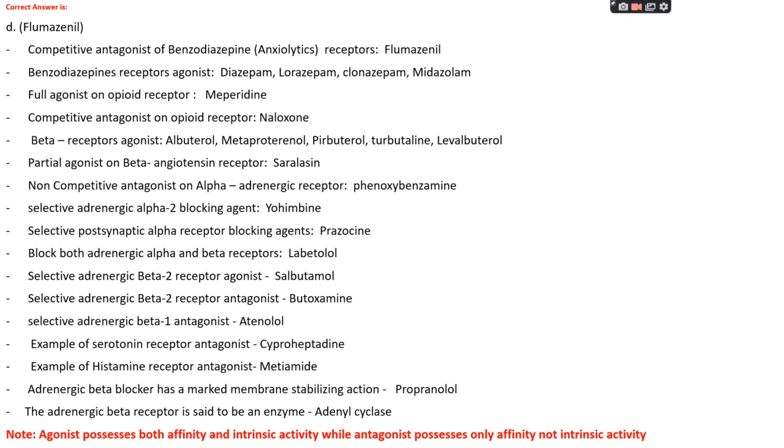The adrenergic beta receptors are linked with the enzyme adenyl cyclase. Note that agonists possess both affinity and intrinsic activity. They have affinity to bind with the receptors and cause intrinsic activity, while antagonists possess only affinity for binding with the receptor but no intrinsic activity. They just prevent the agonist from binding to the receptor site.